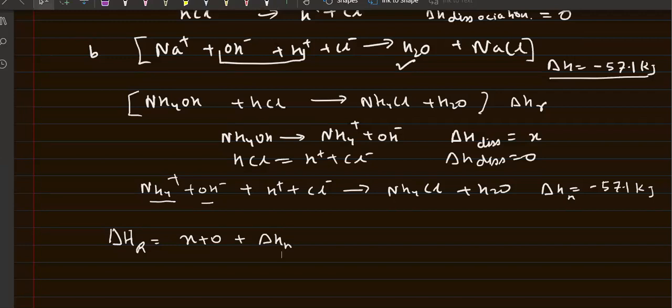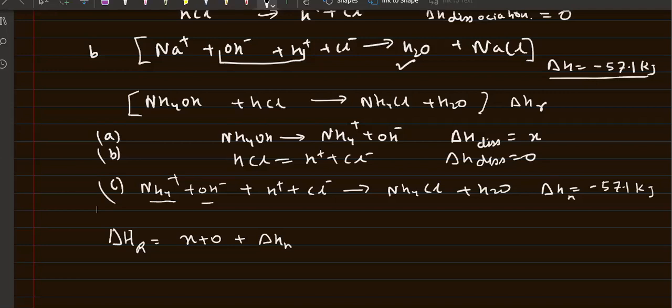According to Hess law, if you add these three, you will get this equation. If you add equation A, equation B, and equation C, you will get this equation using Hess law. Got it, everyone? Yes or no? Okay, everyone.